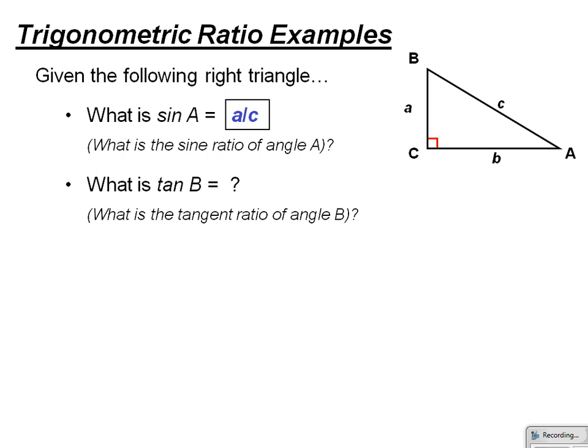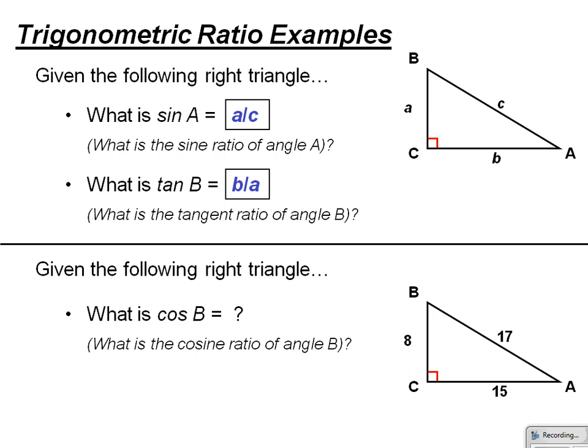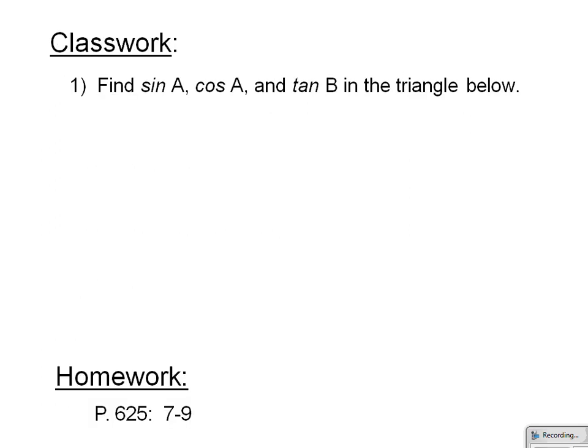What is the tangent ratio of angle B? Well, angle B has a side opposite it, side length B, and an adjacent length of A. Since the tangent ratio is opposite over adjacent, the ratio is going to be B over A. Using some actual numbers, let's say I give you this triangle with side lengths of 8, 15, and 17. What is the cosine ratio of angle B? The side length adjacent to angle B is 8, and the hypotenuse is 17, so the ratio will be 8 over 17. And finally, what is the tangent ratio of angle A? The side length opposite angle A is 8, the side length adjacent to angle A is 15, so the ratio must be 8 over 15. This concludes today's lesson.